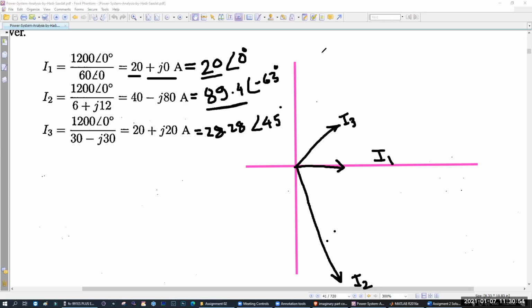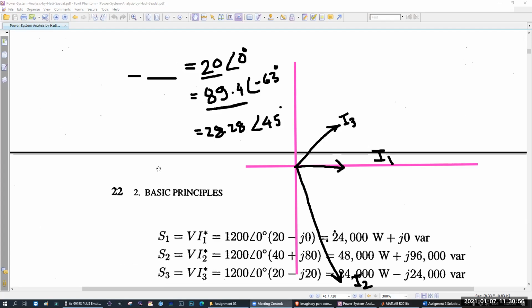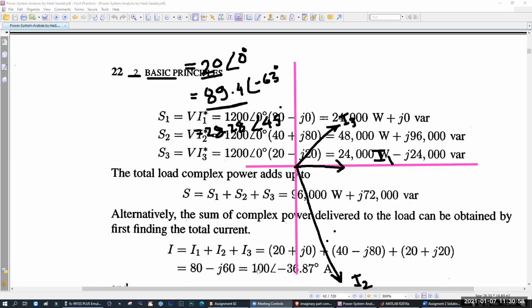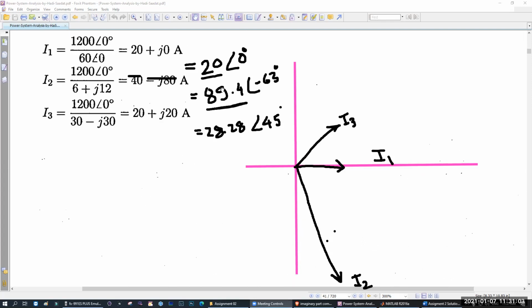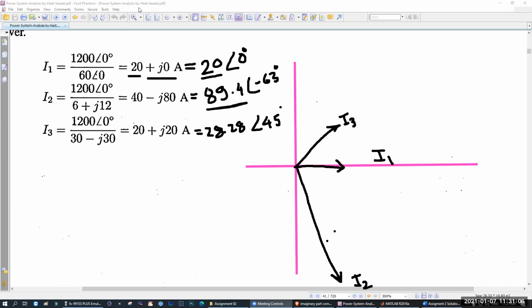Now what about the total I? How much is your total I? Total I was what? 100, minus 63, minus 36. What is the 100? 100 should be bigger than 89. So let's say this is your 100, and this is 45 degree. This is 30 degree. This is 39 degree, right? Got it? Yes, sir. So this is your total I. So this is your phasor diagram.